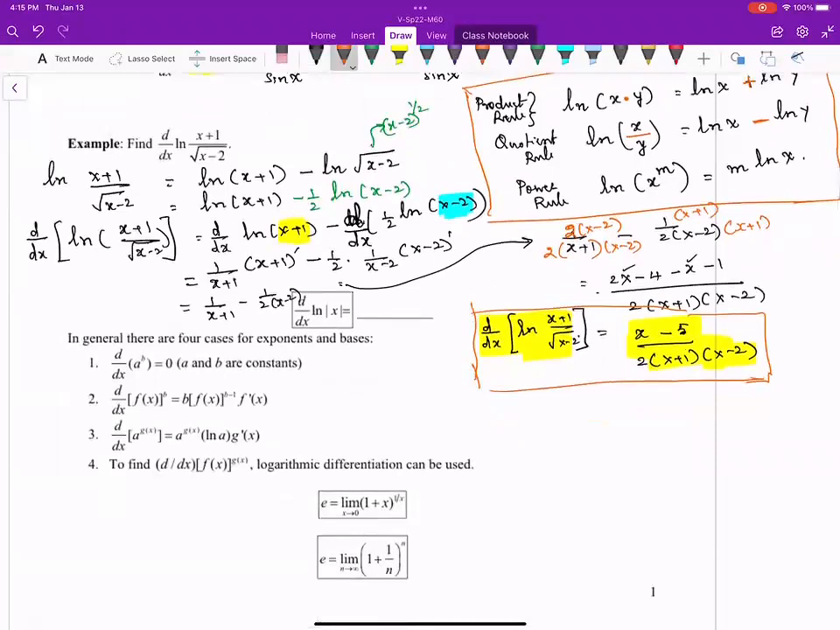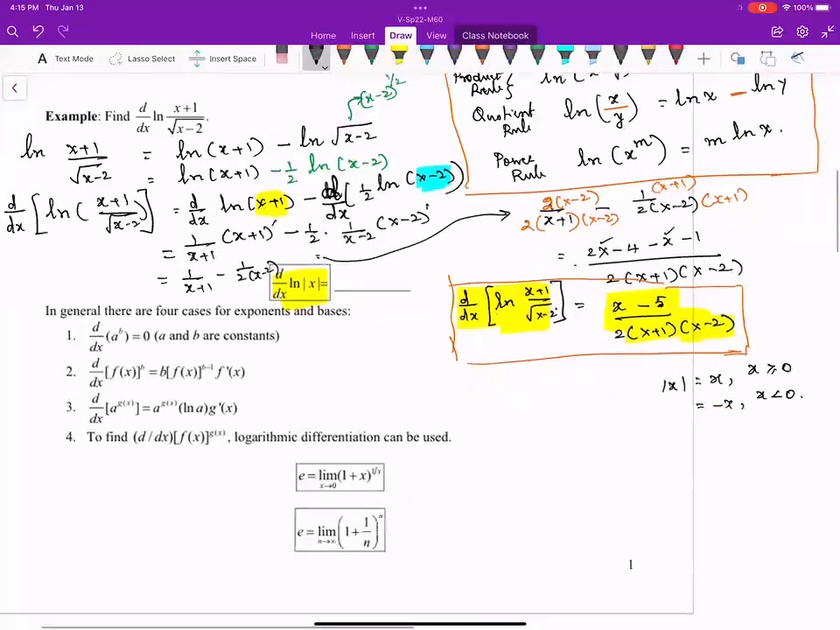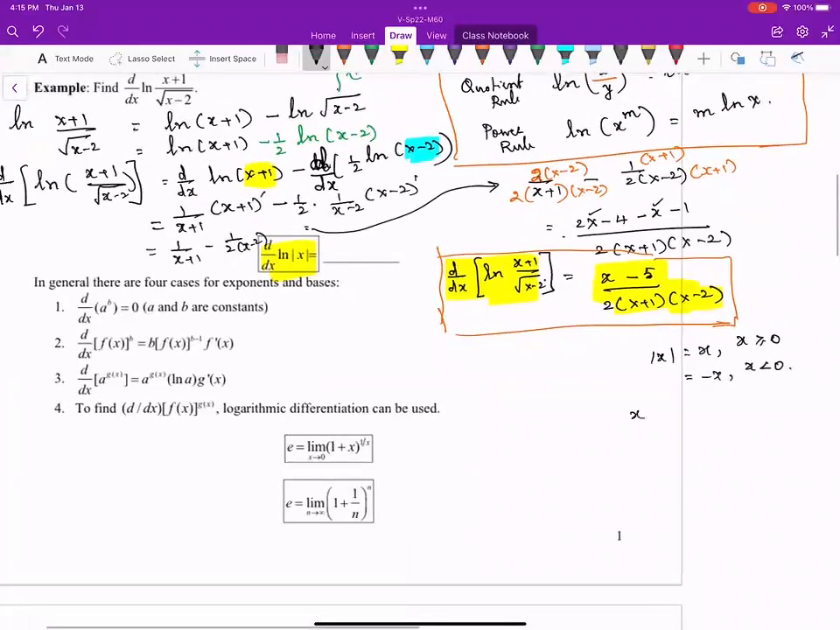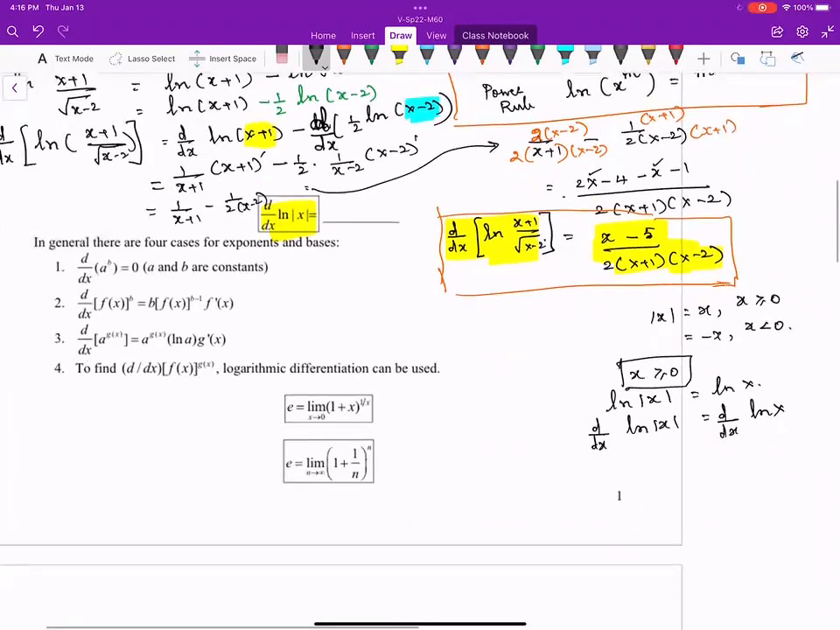So what is the derivative of ln of absolute x? Absolute x is defined to be x whenever x is more than or equal to 0. It is negative x whenever x is less than 0. So if I assume x to be more than or equal to 0, ln of absolute x would be ln of x. So the derivative of ln of absolute x would be the derivative of ln of x. This is the first case we consider. This is case 1. So it will be 1 over just x, right?